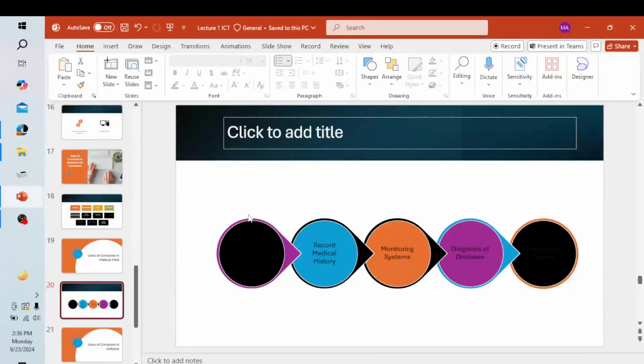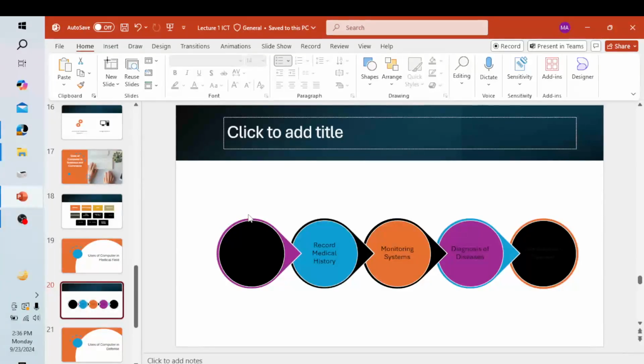The next one is the life support system. Life support systems are also used to help disabled persons. Many devices are used to help deaf persons to hear. Scientists are trying to create a device that will help blind people to see.